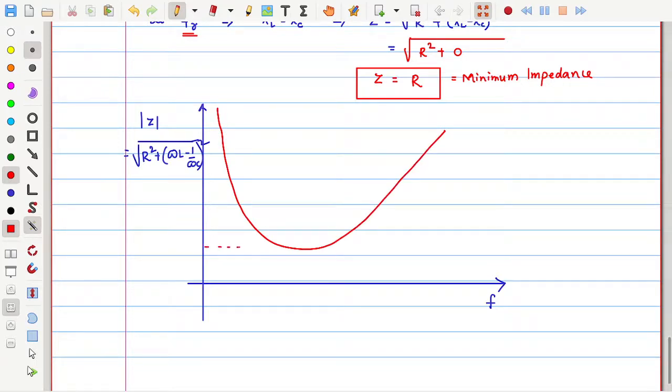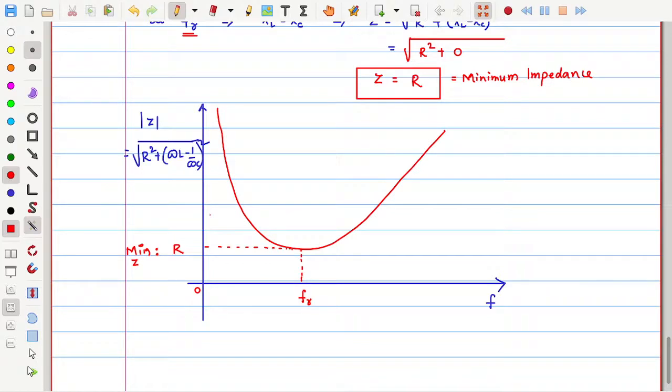Previously, we got this to be 0 for only the reactive part. But now additionally we are adding resistance, so that curve will jump by a value of R. This R is the minimum value. Minimum Z is R, and we get this at the resonance frequency, FR.